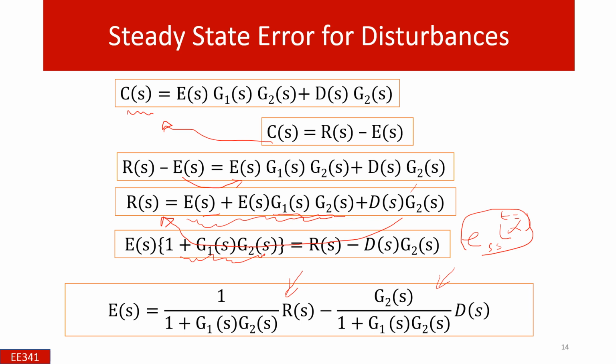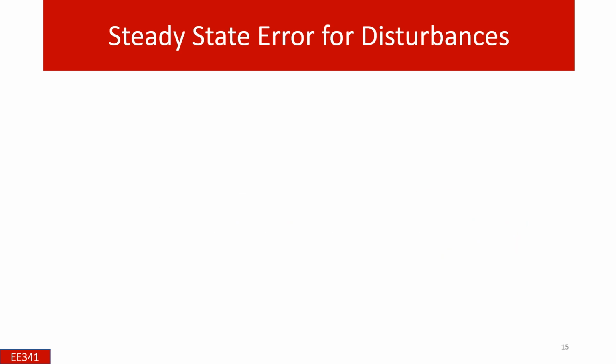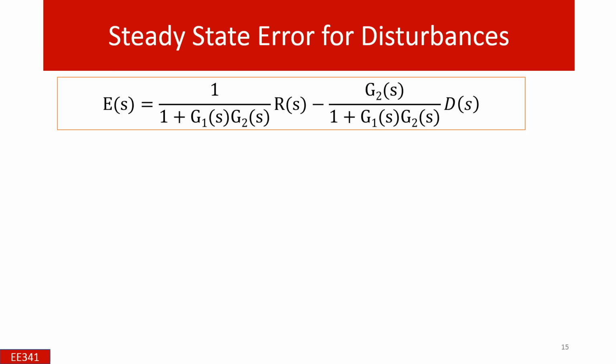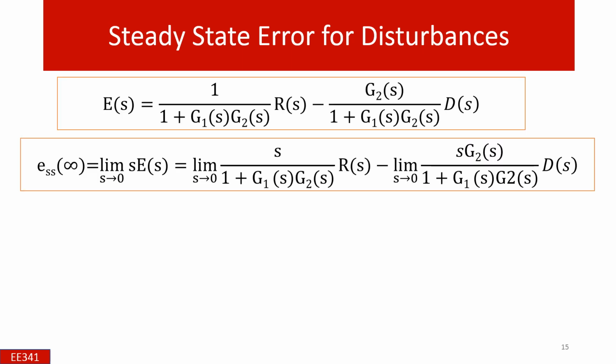So yes, we are applying the final value theorem. Applying the final value theorem to the above relation, we multiply by s in the frequency domain here and also in this term. So there are two terms which are representing the error in steady state.